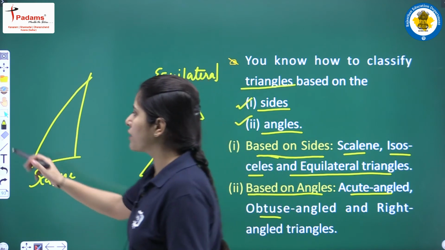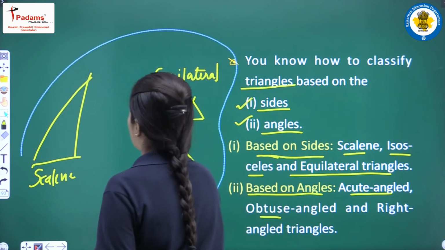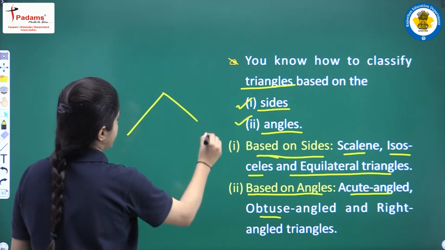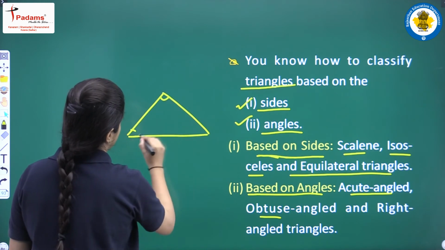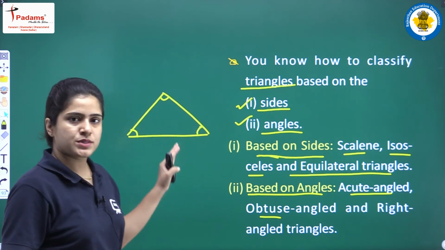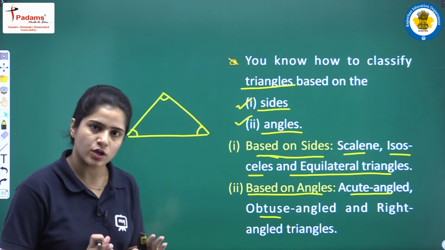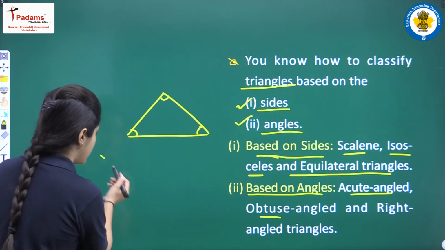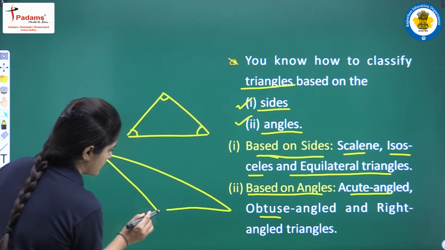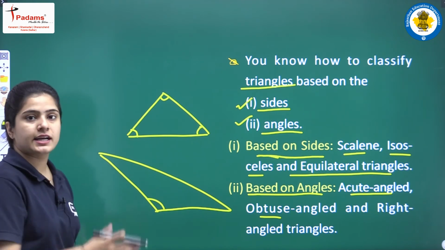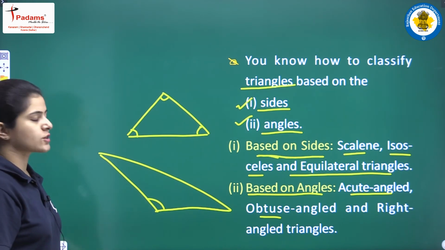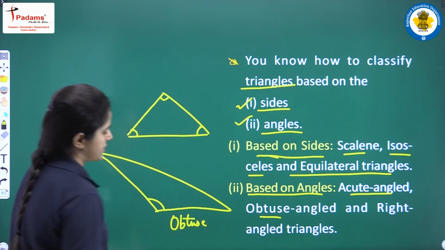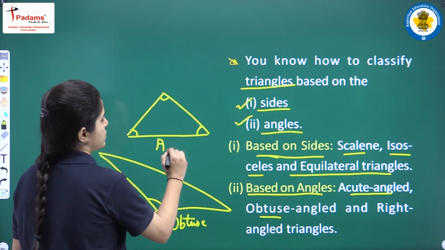Okay students, now if I'm talking about the triangles based upon the angles, the acute angle triangle is this one. We can clearly observe that all the angles formed are less than 90 degrees. When I'm talking about obtuse angle triangle, students, have a look. This angle made is greater than 90 degrees, so this is called obtuse angle triangle. This is obtuse and this is acute.